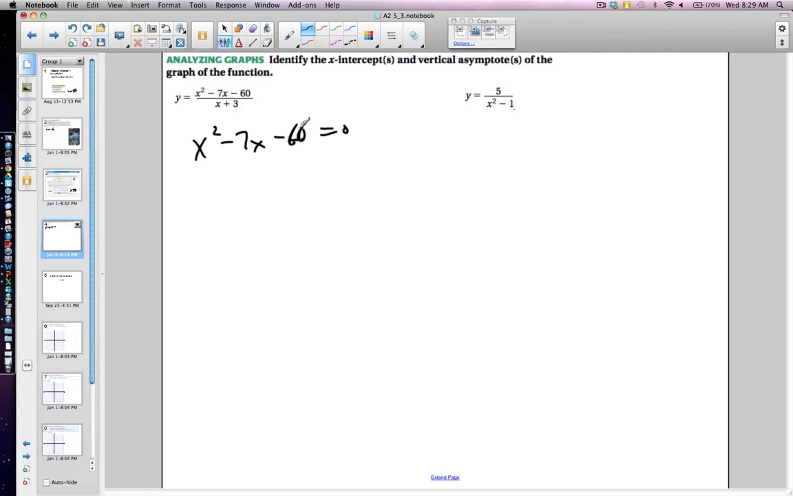And then I want to factor this. So I want factors of 60 that have a difference of 7. So that would be 12 and 5. So I've got 12 and I've got 5. I've got x and I've got x.